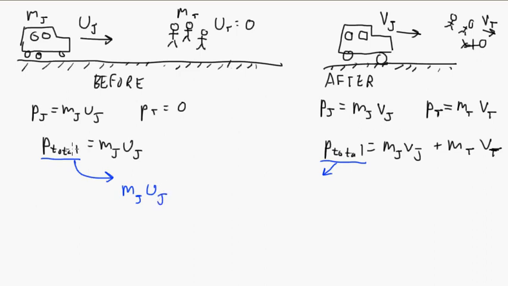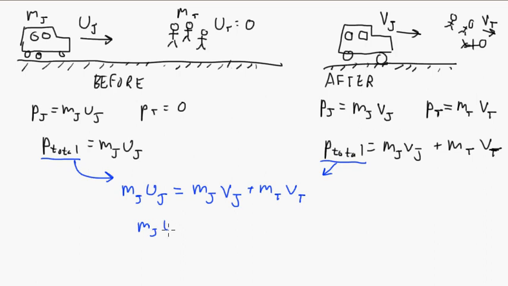So MJUJ, which is our before momentum, is going to be equal to MJVJ, Jack's momentum afterwards, plus MTVT, which is the terrorist's momentum afterwards. So before, Jack has all the momentum. He's driving at the terrorists, and they're just standing there. They're not moving. They're just, oh my gosh, he's going to kill us. And then afterwards, Jack has some momentum, and the terrorists have some momentum. So Jack gives the terrorists some of his momentum in a very painful way. Or that's what he hopes, at least enough to stun them, right?